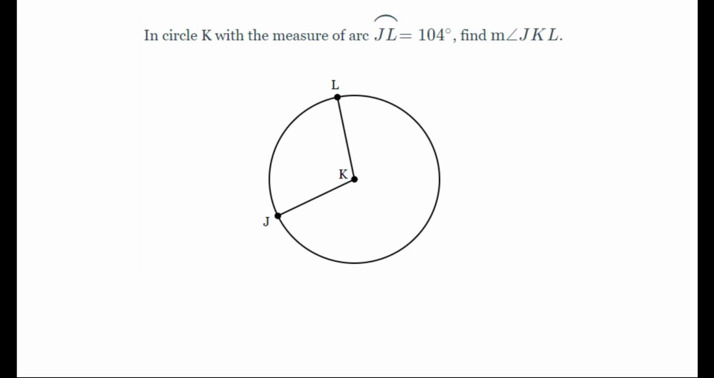Using that logic, you can answer this question. The circle is K, so that's the center. Arc JL we're given is 104. So the measure of angle JKL is also going to be 104.